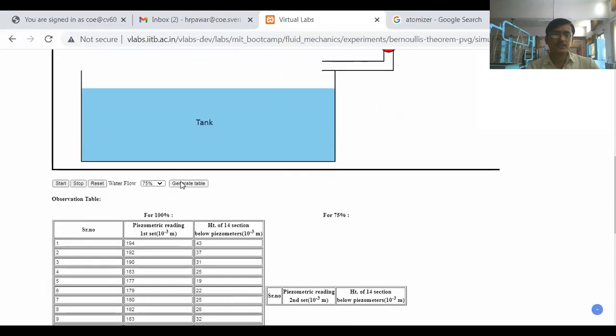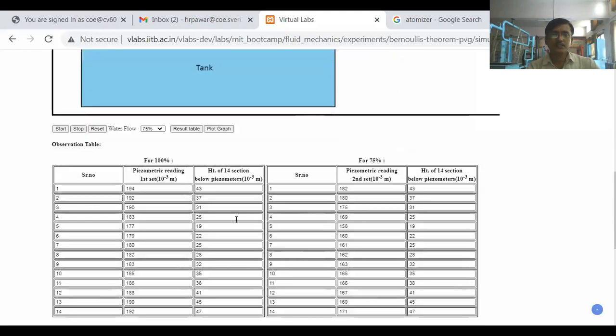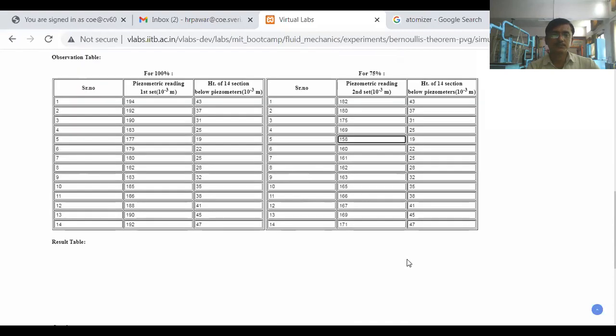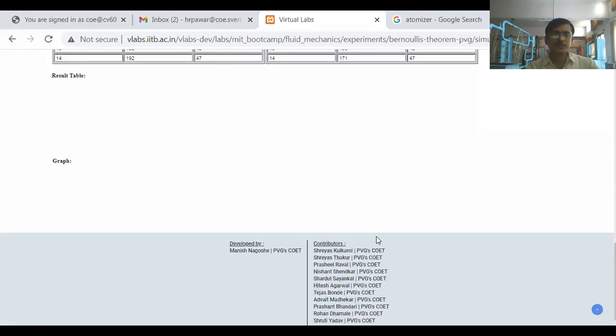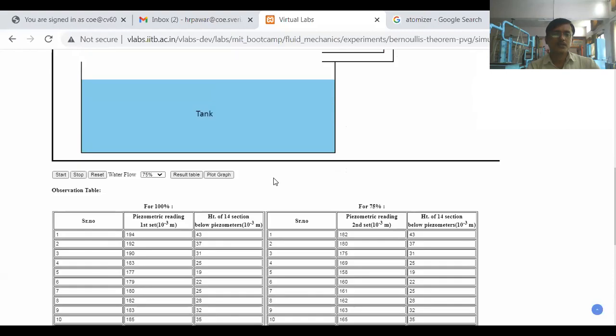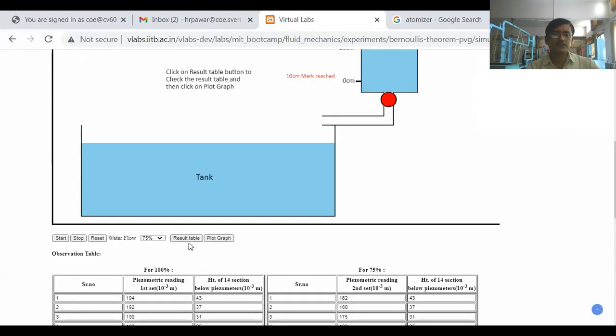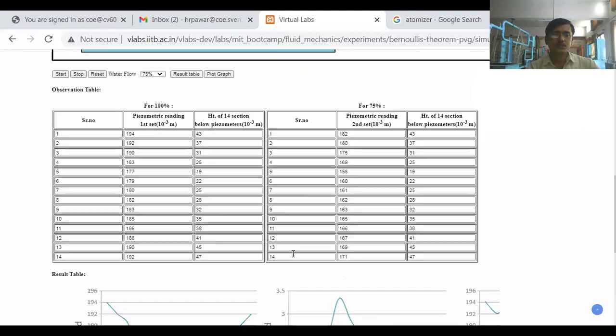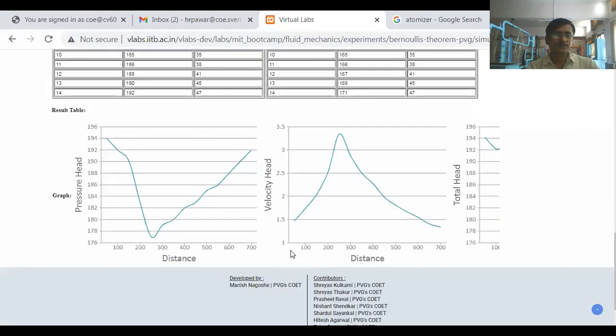Generate the table. Now you can see for the 100%, this was the table. For 75%, this is the table. So two tables have been generated here. Now you can see there is another option. It has come here. Plot the graph. If I click here on the plot graph, you can see the graph has come like this.